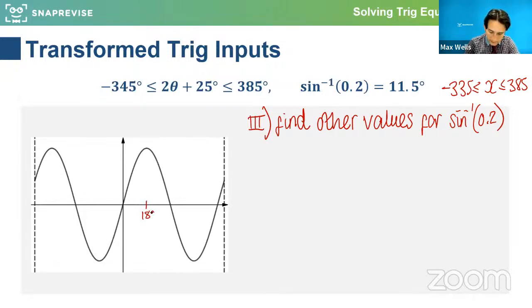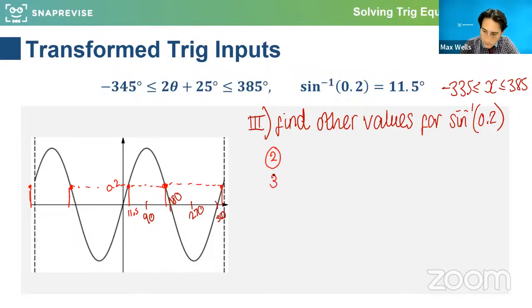Remember we're looking from minus 335, call it X for now, round to 385. So imagine this is 90, 180, 270, 360, and we're looking slightly beyond 360. Now, 11.5 is somewhere here, and that spits out 0.2. There's going to be another position here, and another here, and we need to see if that's in this interval. And then there's also going to be more answers here and potentially here, which I think is going to slip out of range.